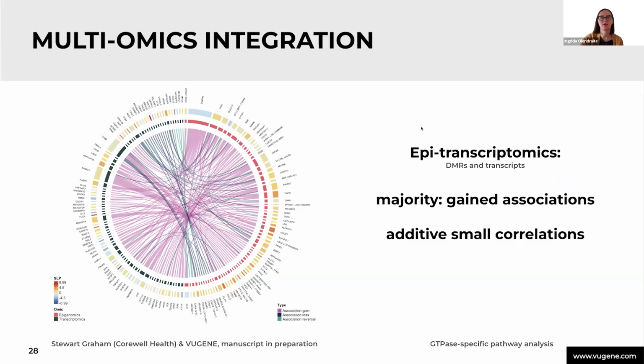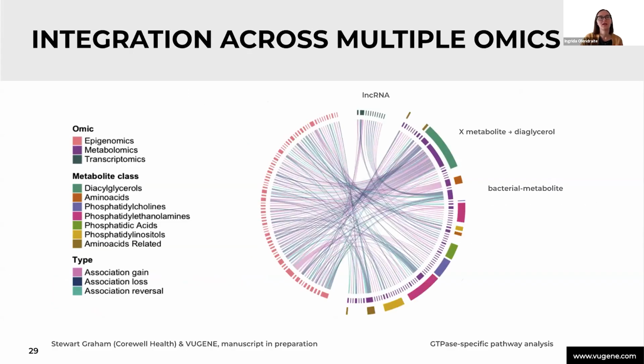When we compared epigenetics and transcriptomics, we could see that the majority of associations were gained associations in the case. And then you could identify in the circa plot small correlations that add on to important insights. And here we have epigenetics, metabolomics, transcriptomics from that dementia project of vascular cognitive impairment. Again, we have some long non-coding RNAs. We have metabolites, which correlate with many different things.